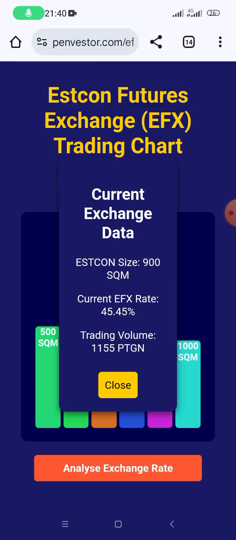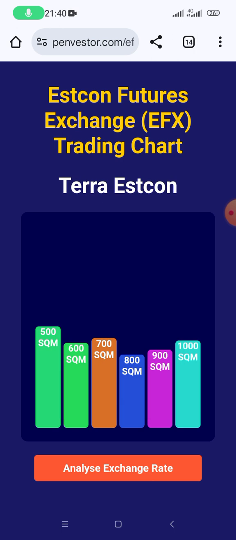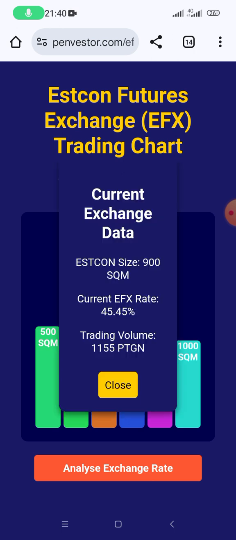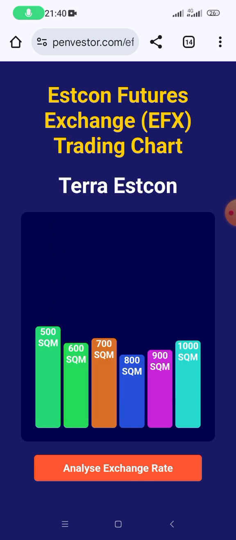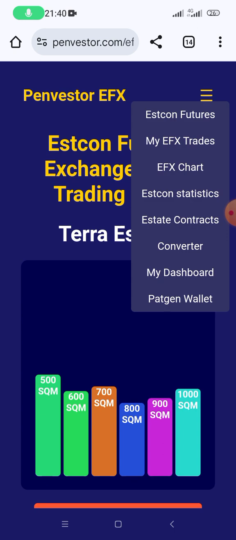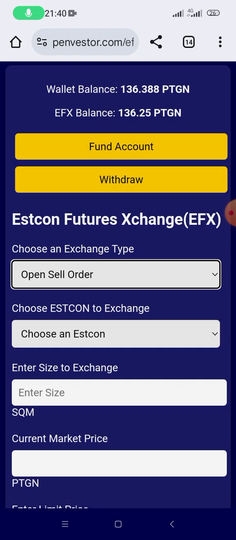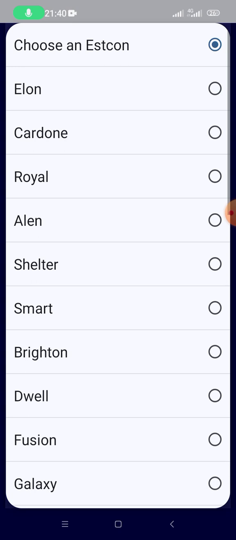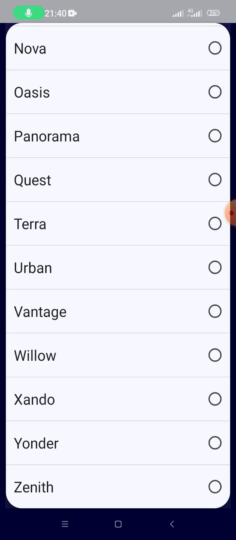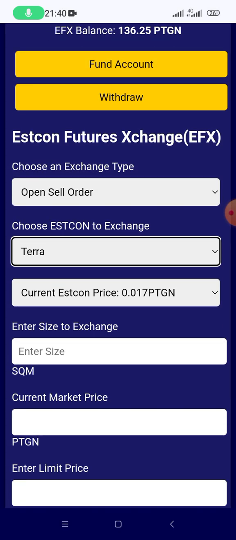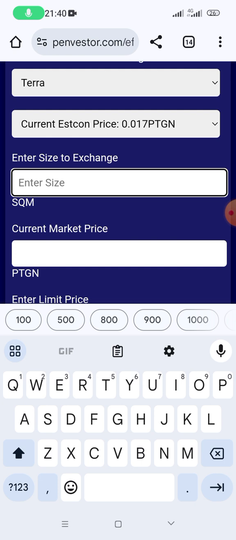Then most times, after analysis, maybe I can open this 900 now on sell order, and once I open it, I will not be getting a high bid rate. Let me explain. Let me do it practically. I want to open that sell order of 900. Go to Estcon Futures, open sell order. That's Terra Estcon. If you check very well, it was Terra Estcon. So I'm going with 900.